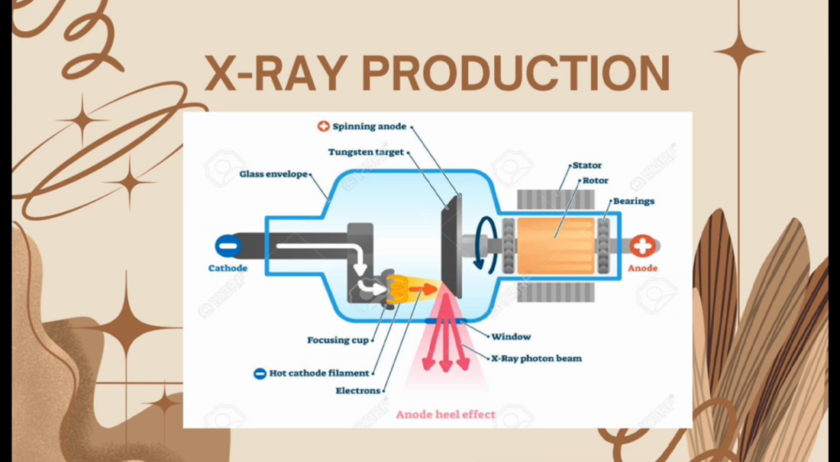X-rays are produced in an X-ray tube when high-speed electrons collide with a metal target. So first, the filament in the cathode is heated, releasing electrons through thermionic emission. A high voltage accelerates these electrons to the anode, where they strike a tungsten target. This interaction produces X-rays in two ways. First, Bremsstrahlung, and second, characteristic radiation. Bremsstrahlung is where electrons are slowed down near the tungsten nuclei, and characteristic radiation is when electrons knock out inner tungsten electrons. The resulting X-rays are directed through a window, filtered and shaped into a beam for imaging.